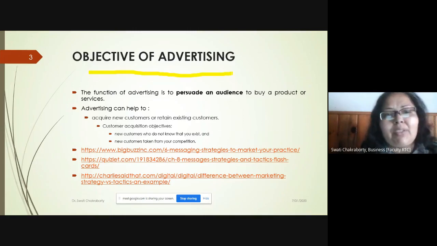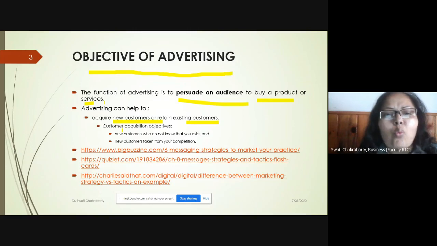What is the basic objective? As we have been discussing in your previous classes also, it's basically to persuade an audience to buy a product or service. You're persuading them, not forcing them, right? And what does advertising help with? It helps to get new customers, or it helps to retain the existing customers, right?